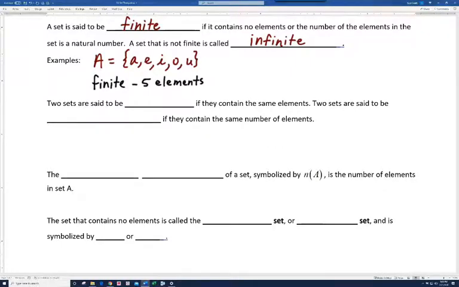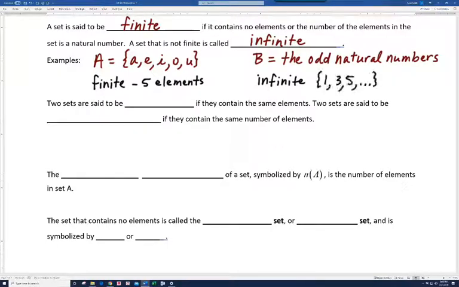There's 5 of them. An example of an infinite set would be the odd natural numbers. So again, that's infinite. If you were to write it, it would look like this: 1, 3, 5. Notice these are odds. And then dot, dot, dot, indicating they go on forever. There aren't a set number of odd natural numbers. We cannot count them. They go on forever. And so this is an infinite set.